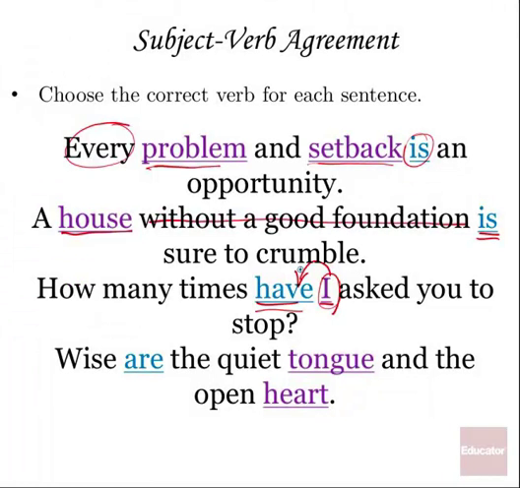Wise are the quiet tongue and the open heart. This is another inverted sentence, in this case inverted for effect. We have a compound subject, tongue and heart, so we use the compound verb are.